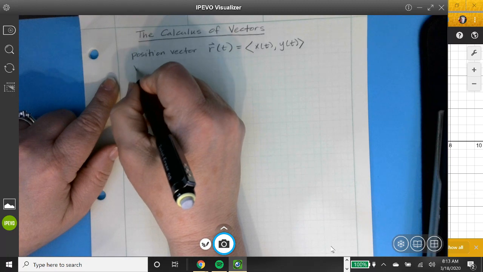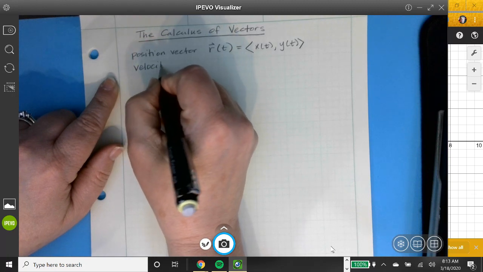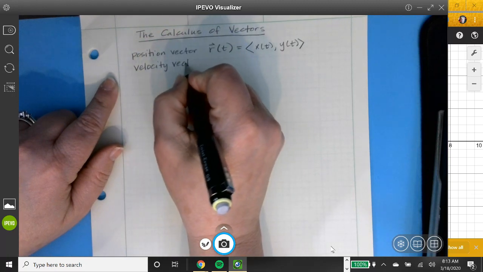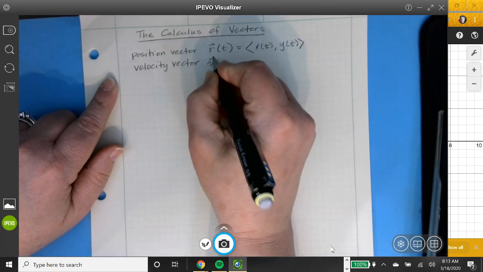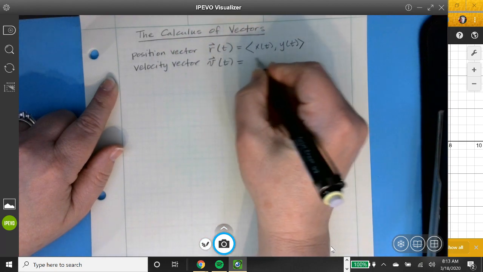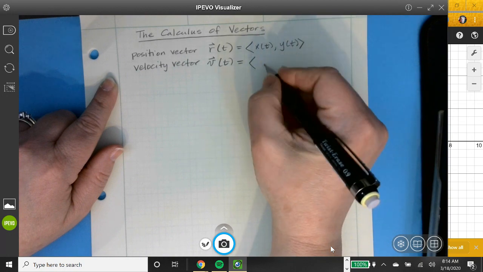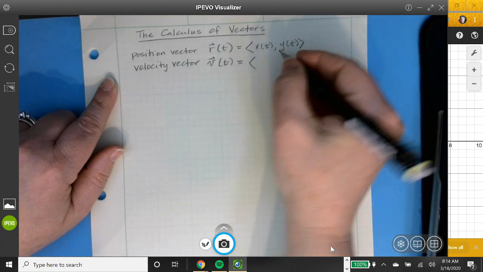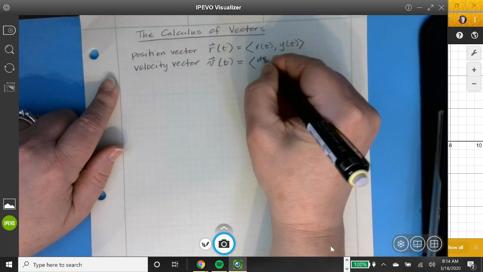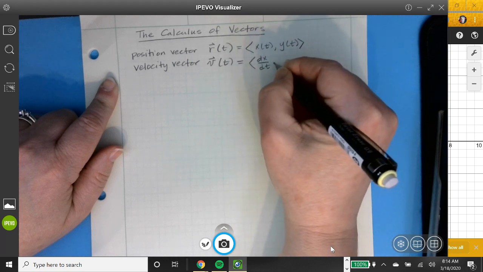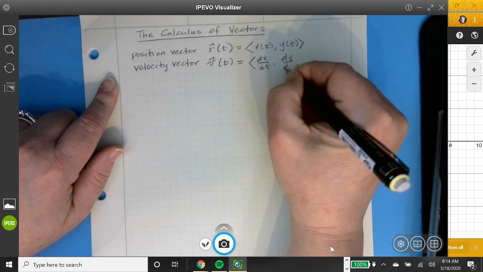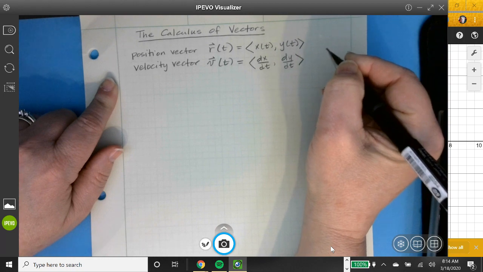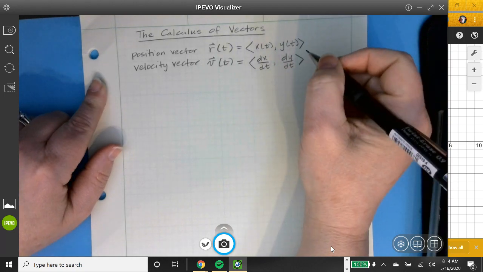All right, then we have a velocity vector, which we're going to write like this with a v. And believe it or not, it is going to be the derivative of the position vector. And that's going to be the rate of change of x, which is dx dt, comma dy dt. And those will be the components of the velocity in the x direction and then the y direction.